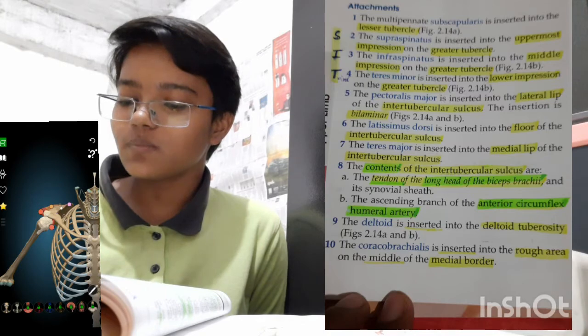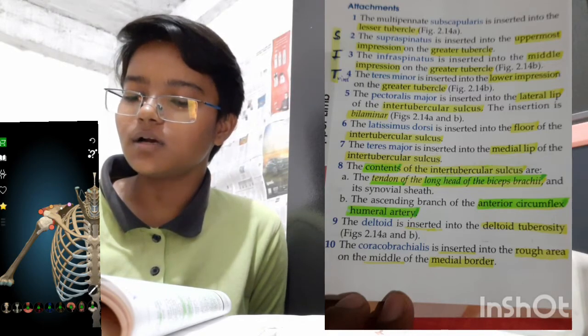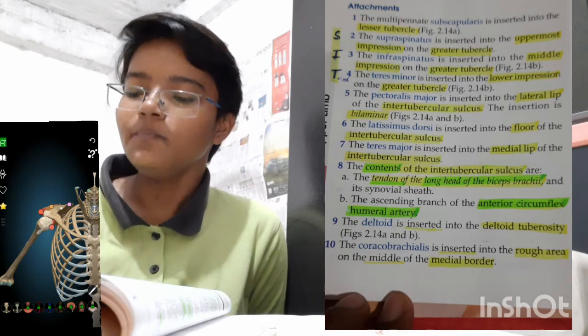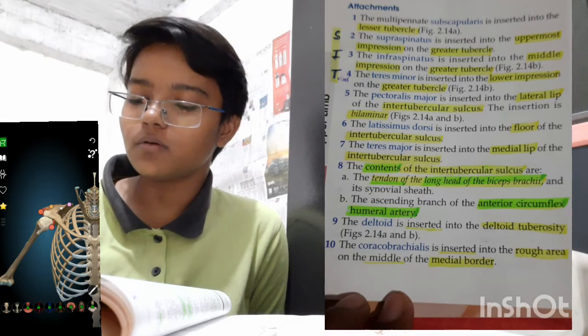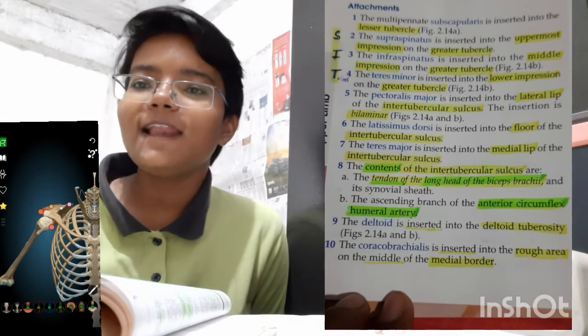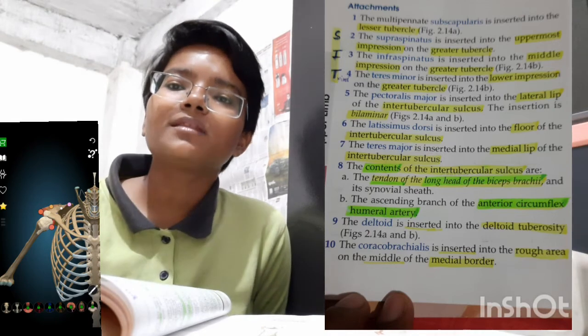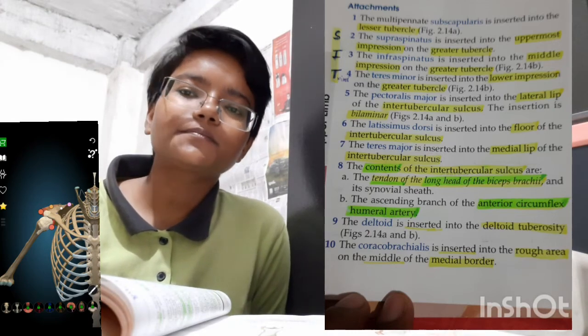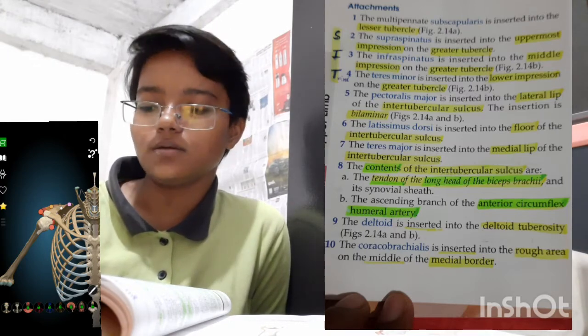The pectoralis major is inserted into the lateral lip of the intertubercular sulcus. The insertion is bilaminar. The latissimus dorsi is inserted into the floor of the intertubercular sulcus. You can learn it as the lady between two majors: pectoralis major on the lateral lip and teres major on the medial lip, and on the floor the latissimus dorsi is present.